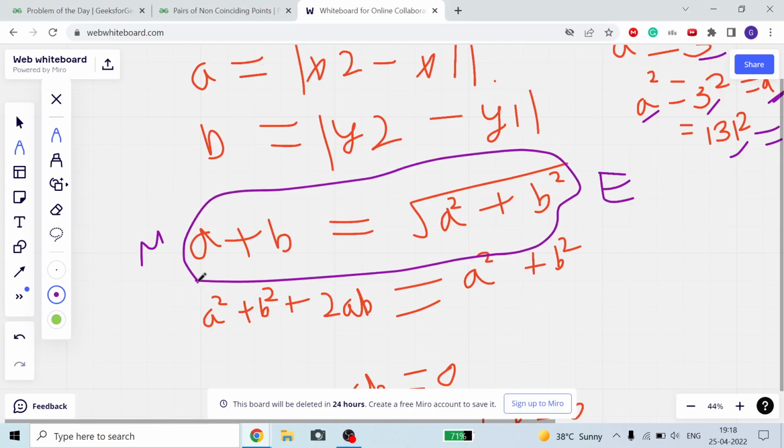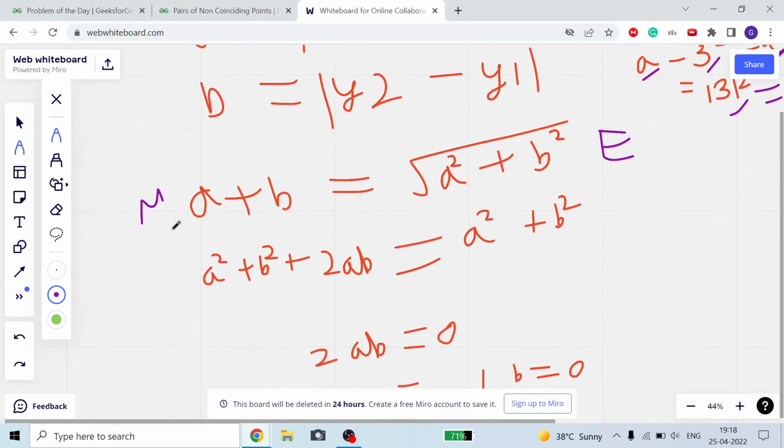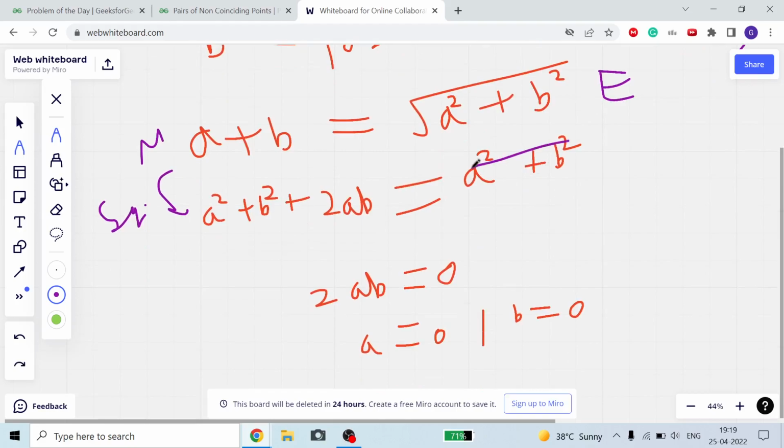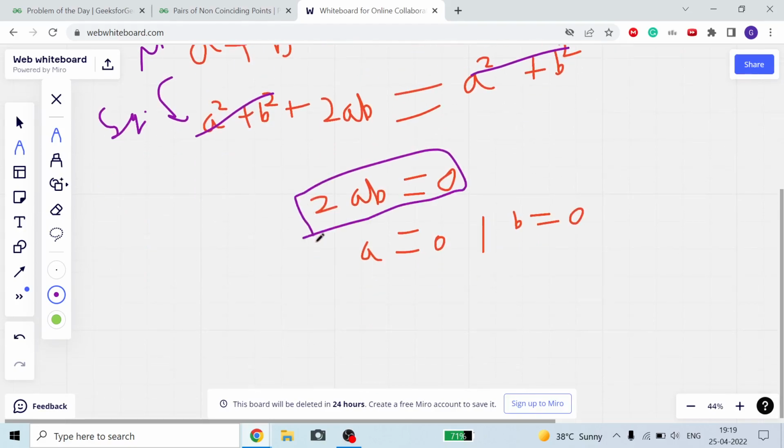This is my second point. So how will we do it? We will square both sides. Squaring a plus b gives (a plus b) square, and the formula of (a plus b) square is a square plus b square plus 2ab. On the other side, the square and the under root cut out, leaving a square plus b square. Then a square plus b square cuts out with a square plus b square, and I am left with 2ab. This is simple mathematics.